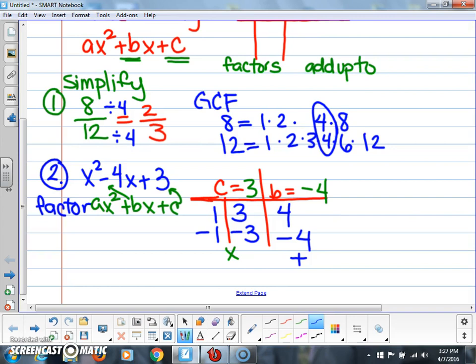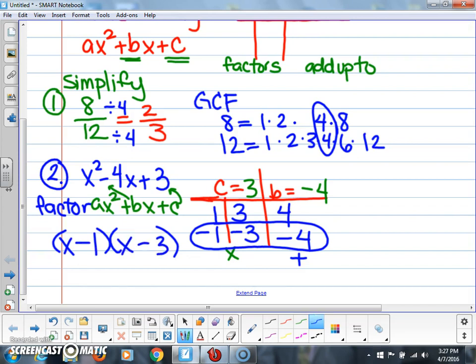You guys with me? Okay, this is not new, it's just a refresher. So your factors, when I say factor, you should automatically put parentheses. Your factors are going to be x minus 1 and x minus 3. The factors of x squared minus 4x plus 3 is actually x minus 1 times x minus 3. Okay? We're finished at that point when I ask you to factor.